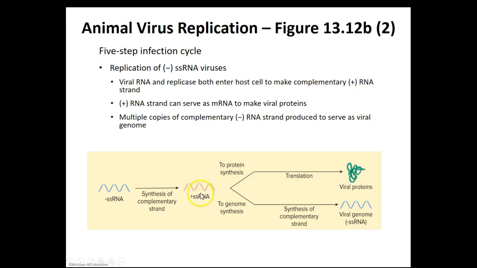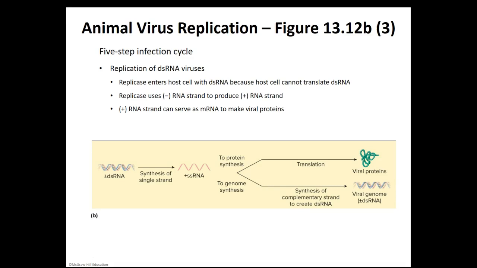And now once we've got our positive strand or plus strand RNA molecule, we can go ahead and carry out translation. The plus-stranded RNA molecule can also serve as a template for the replicase in order to produce additional minus-stranded RNA molecules. So now we'd have our viral proteins along with our viral genome and the ability to make more virions.